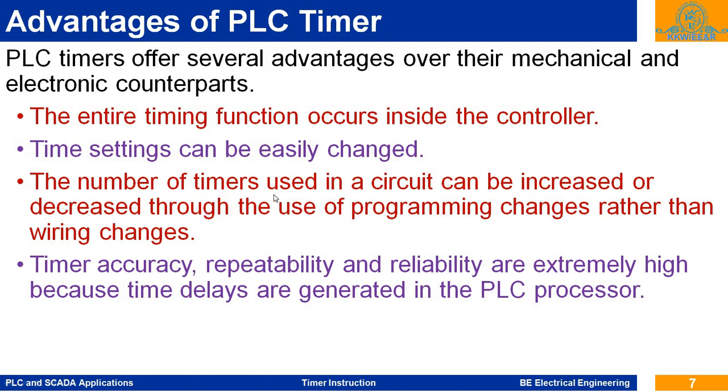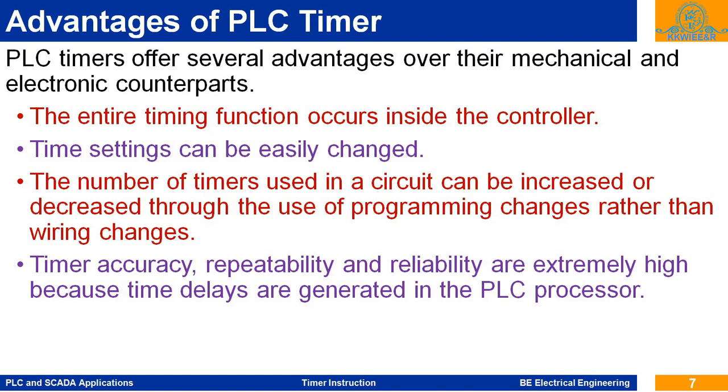So the number of timers used in a circuit can be increased or decreased through programming changes rather than wiring changes. In a hardwired system, if there are some changes or modifications in the process and you have to add timers, you have to wire this electronic timer or mechanical timer. First thing. Second, you have to provide the space, or adjust the space in the panel.